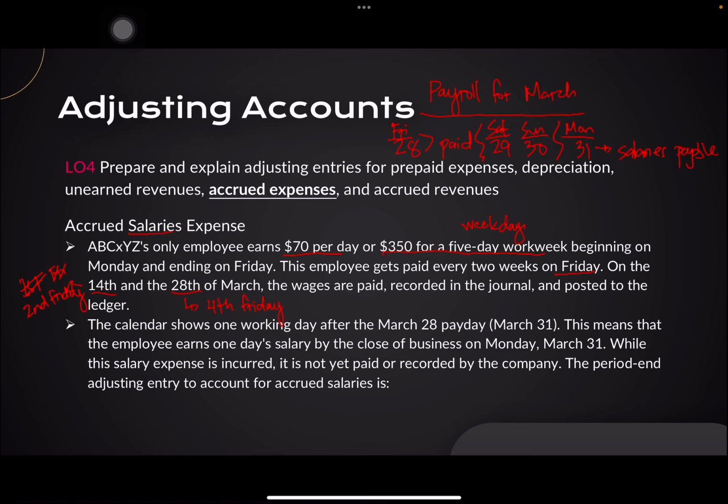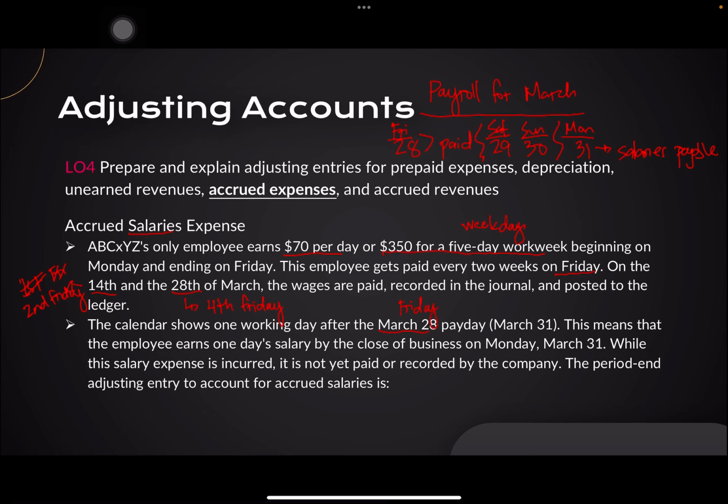Okay? So us, ABCXYZ, as an employer, we are obliged to pay for the service or the work that they performed for us for one day, which is March 31st. And how do we do it? Okay? So in the second bullet point, it says here that the calendar shows one working day after the March 28th payday. So March 28th, again, this is a Friday.